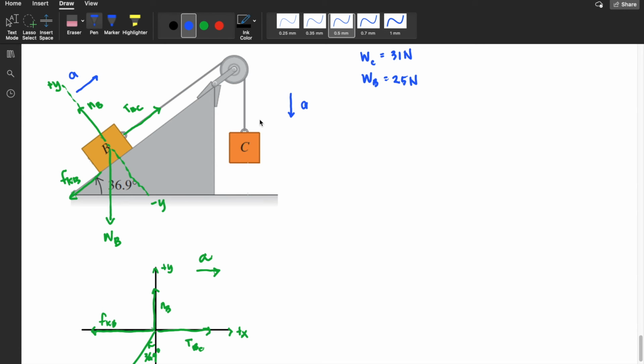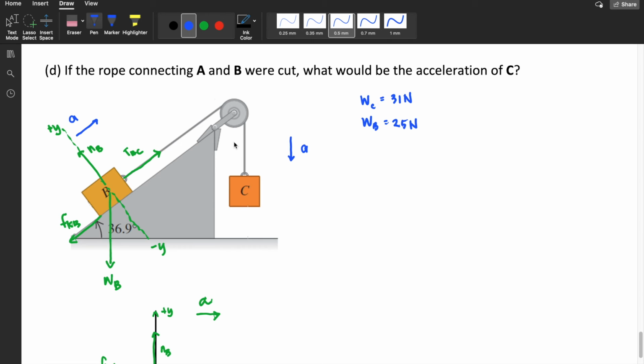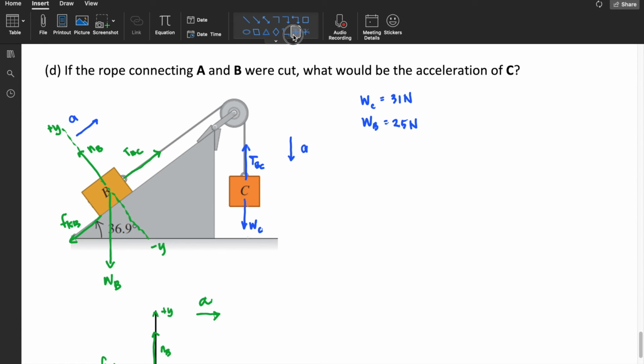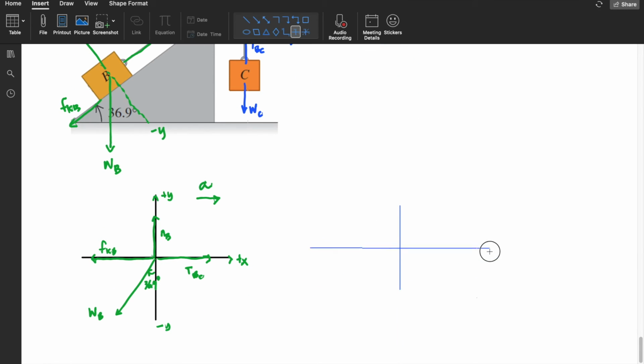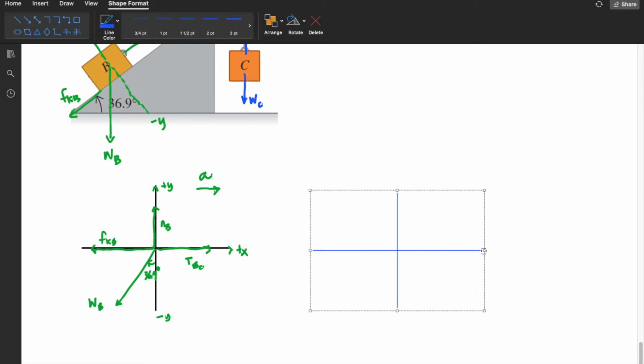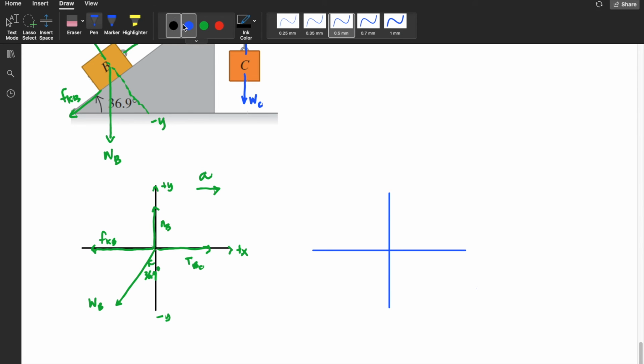Next, for mass C, there are only two forces, so you'll have tension TBC and WC. The free body diagram for this case: here you'll have positive y, and then the positive x-axis. I forgot to put labels. This is the FBD for mass B. And then the FBD for mass C. Their FBDs are new. Acceleration is simply downward, take note. So you'll have here tension TBC, which is upward.